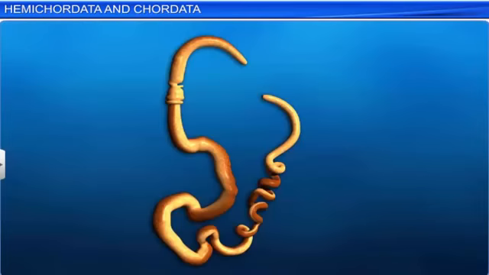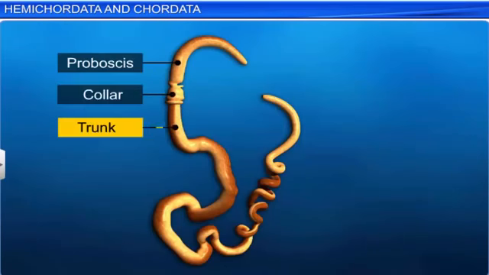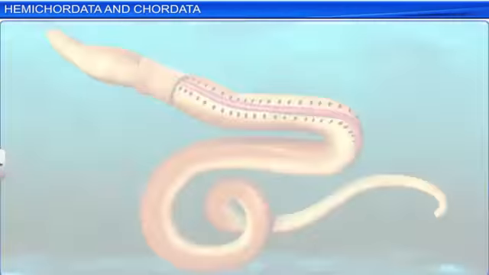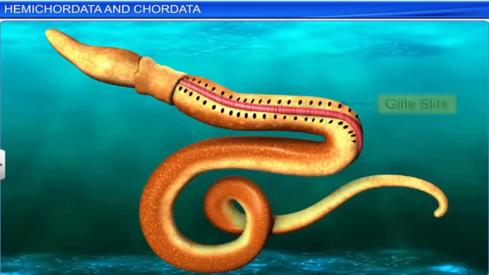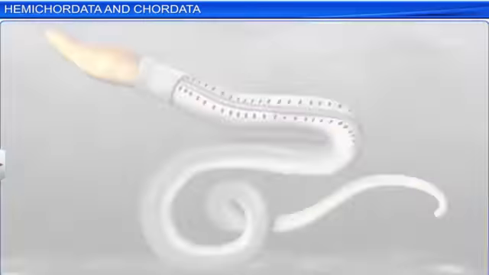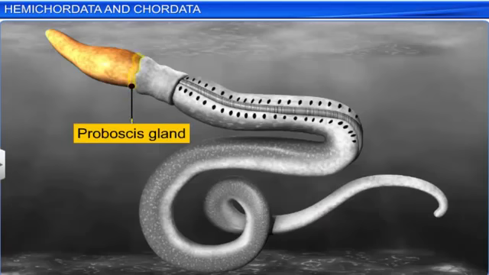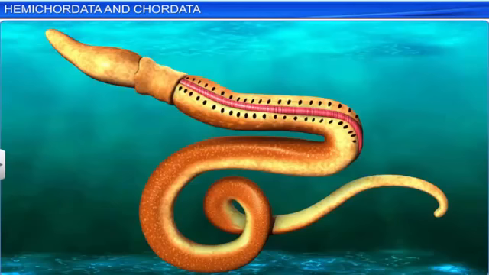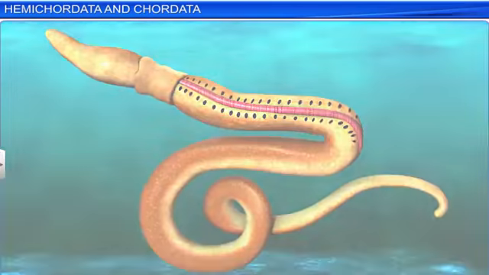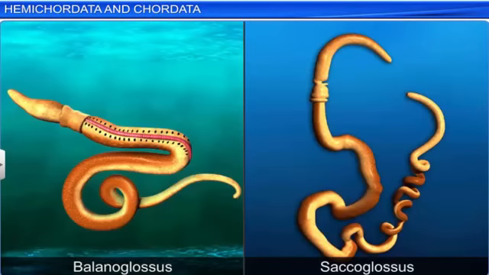Their cylindrical body is divided into proboscis, collar, and trunk. Hemichordates respire through gills and have an open circulatory system. The proboscis gland functions as an excretory organ. Hemichordates are dioecious and fertilization is external with indirect development. Balanoglossus and Saccoglossus are examples of this phylum.